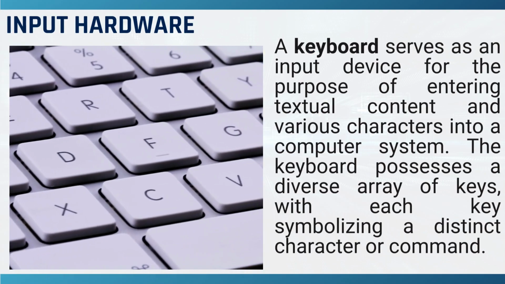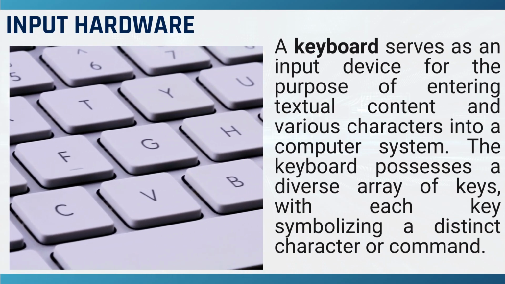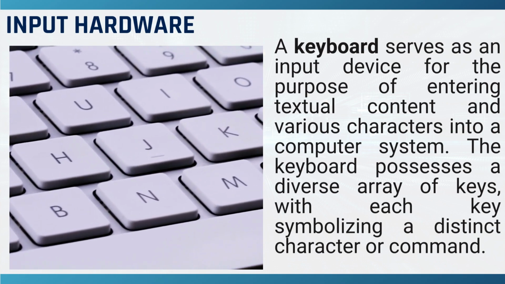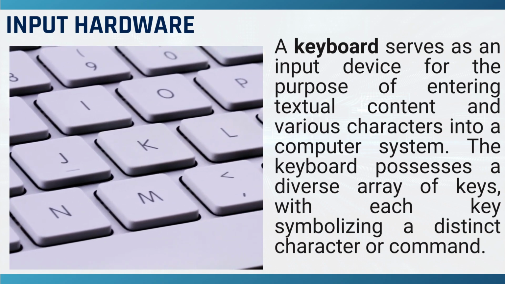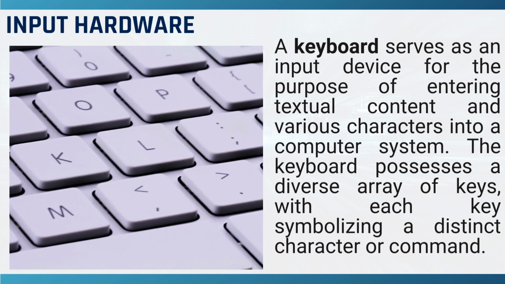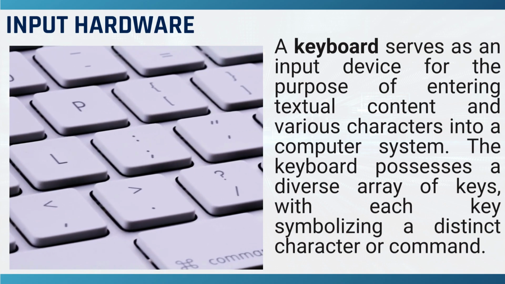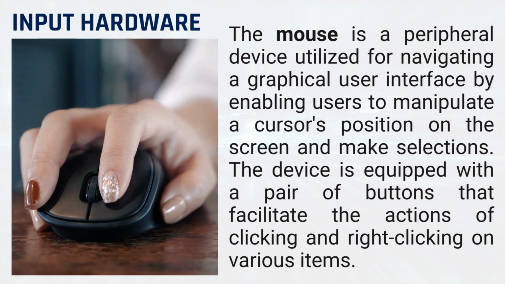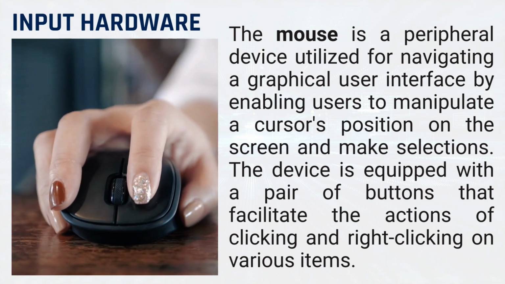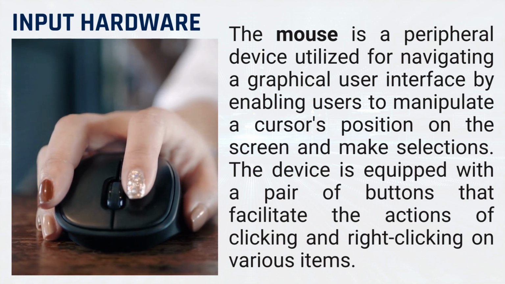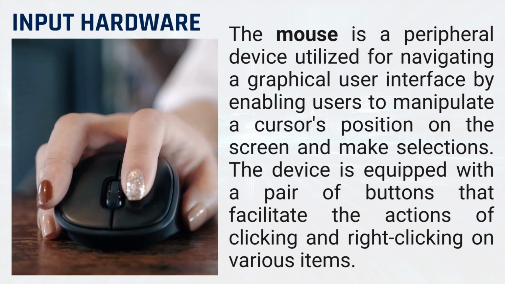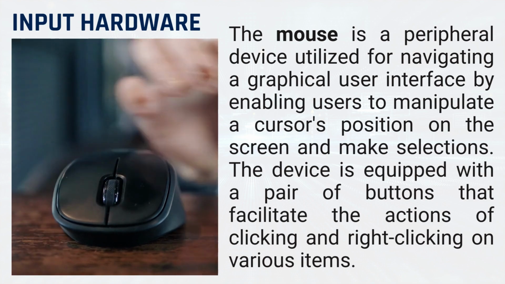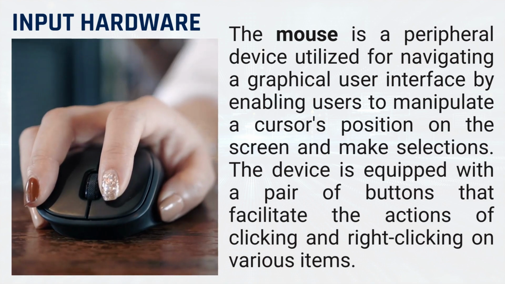Input hardware consists of the following. A keyboard serves as an input device for the purpose of entering textual content and various characters into a computer system. The keyboard possesses a diverse array of keys, with each key symbolizing a distinct character or command. The mouse is a peripheral device utilized for navigating a graphical user interface by enabling users to manipulate a cursor's position on the screen and make selections. The device is equipped with a pair of buttons that facilitate the actions of clicking and right-clicking on various items.